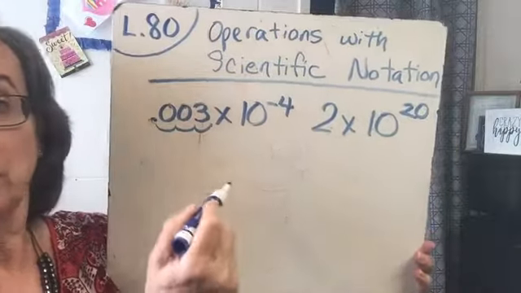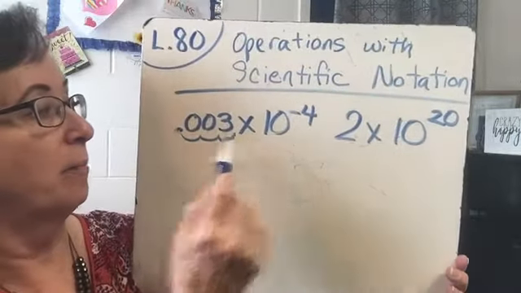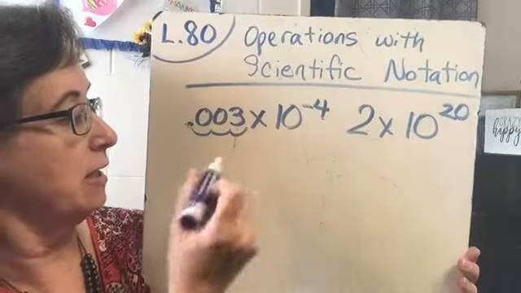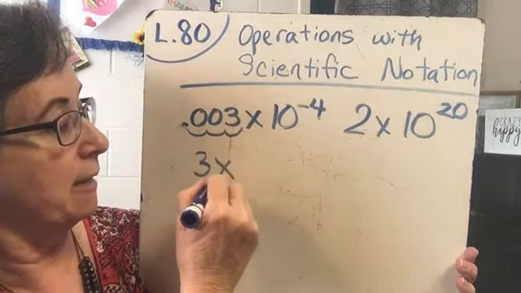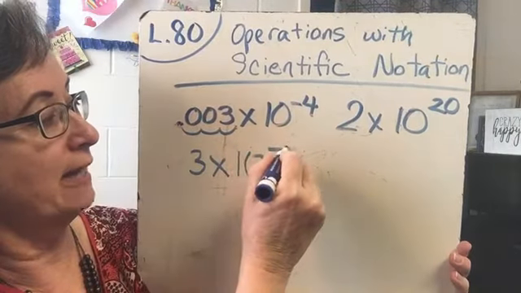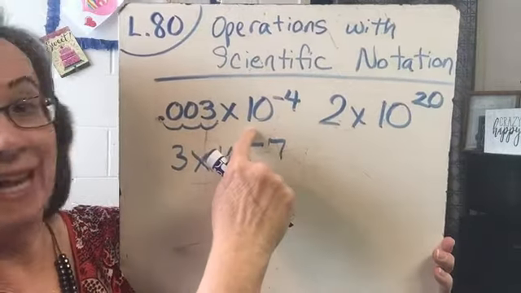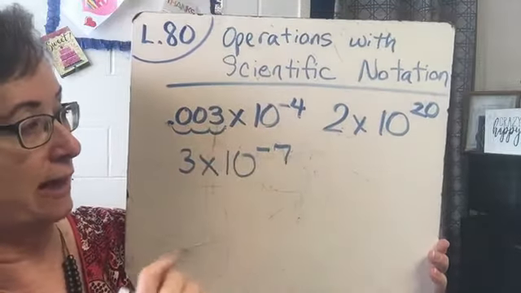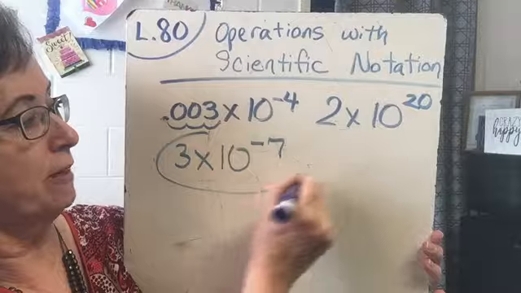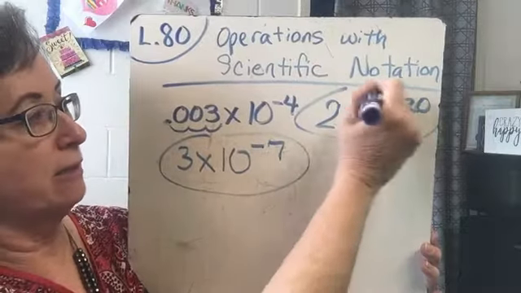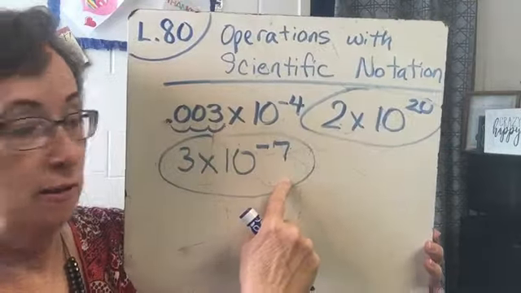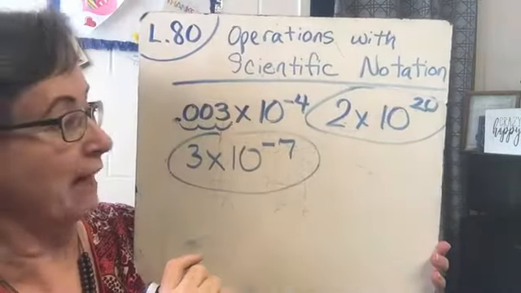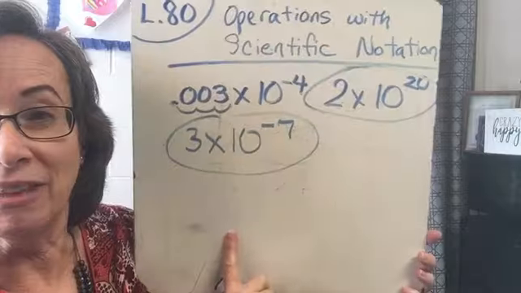So when we do that, if we move this 3 to the right, we have to move this 3 to the left. So we would have 3 times 10 to the negative 7 is the same number as 0.003 times 10 to the negative 4. So now we have both numbers in scientific notation. One's very, very small and one's very, very large. Okay, so we're going to be able to multiply them together without having to worry about counting all those zeros.